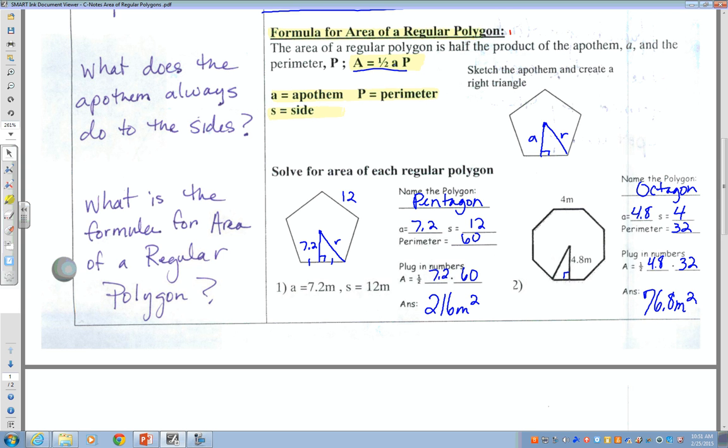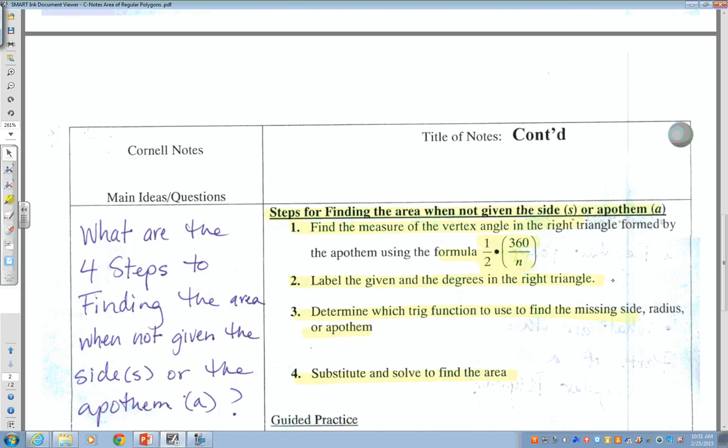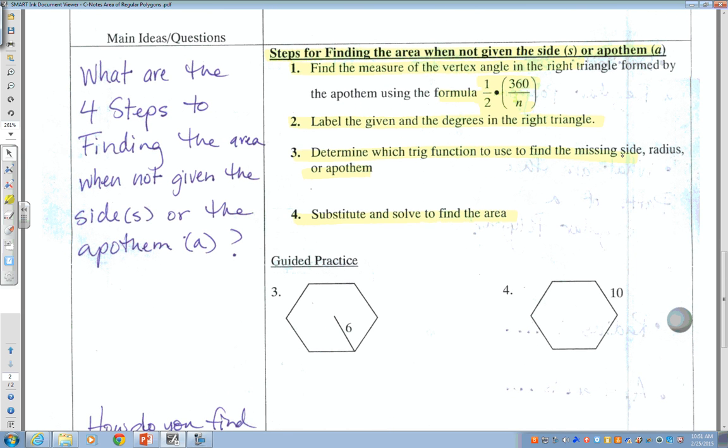appropriately. On the back, this is more of how you're going to be tested. There are 4 steps that you need to memorize, or basically apply to your problems dealing with regular polygons. Because I am not going to give you the side, or sometimes I won't give you the apothem, and you're going to have to come up with its measurement. So highlight the 4 steps. Let's talk about each step, and we're going to apply it to our practice problems.